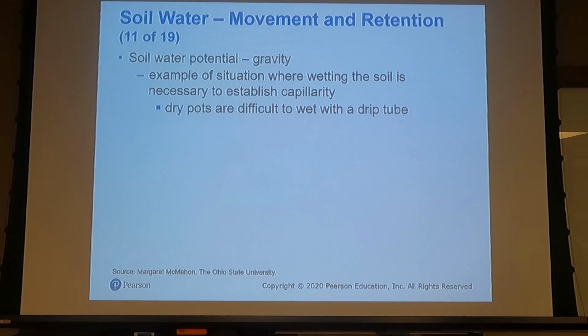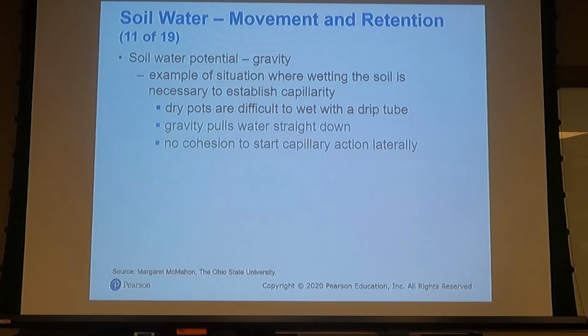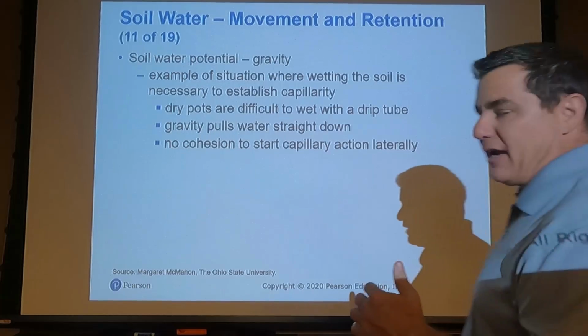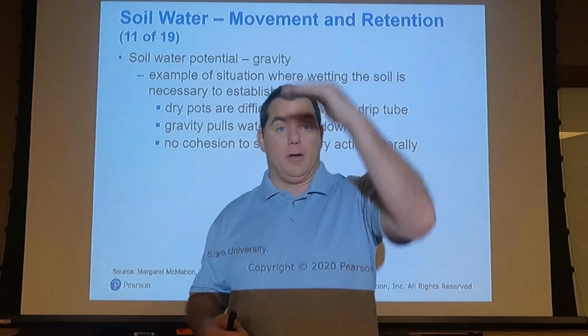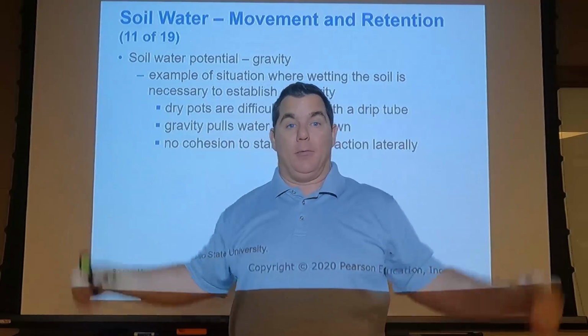So here we have drought periods, and our soils get dry, and then all of a sudden we get 3 inches of rain. Most of the rain ends up running off because there's no movement of that water into the soil, because there's no water in the soil for that cohesion. And so, as I mentioned, there's no cohesion to start that capillary action laterally. So capillary action can happen 2 ways. It can happen up and it can happen out.